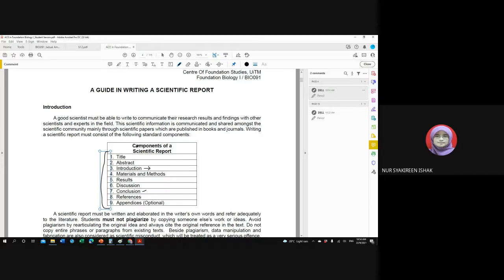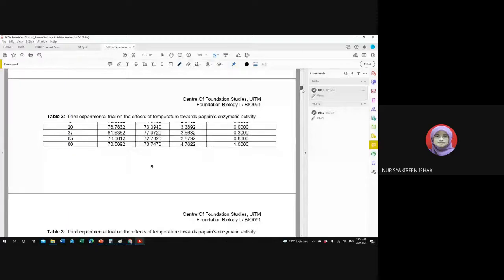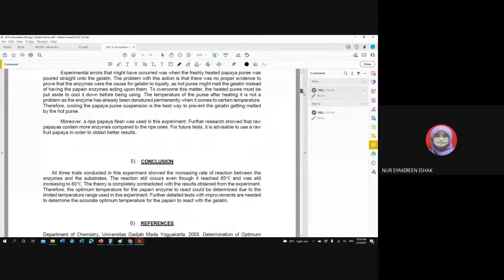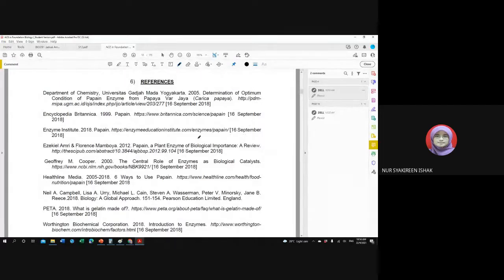So apa objektif dia, awak tengok balik, awak jawab balik objektif tu. So reference, kan? So reference ini adalah cara you write reference. Okay, so kat belakang ni ada contoh, kan? So awak boleh google lah macam mana nak tulis reference.